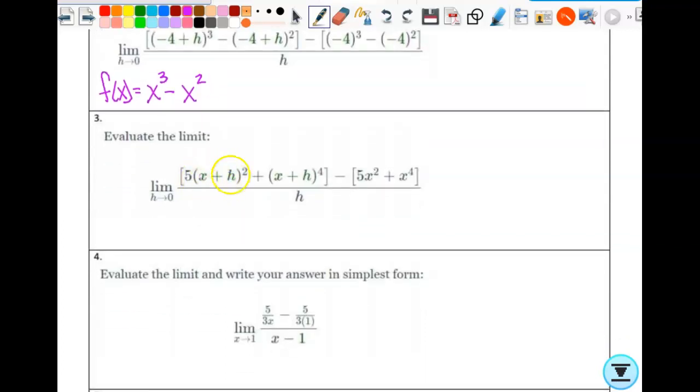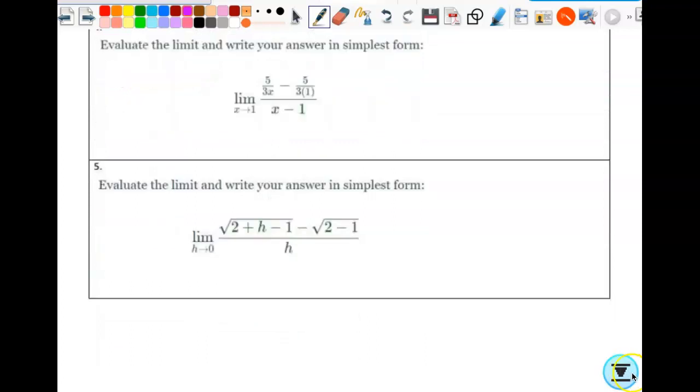All right, I have another h approaches 0, but instead of having a number like -4, this is just x plus h. So remember, x plus h replaces x, so that means my f of x here is, and if I don't have a number, I can just get it from right there, or look at how you get it from here. This becomes x, so 5x squared plus x to the 4th, and that's what I have right there, 5x squared plus x to the 4th.